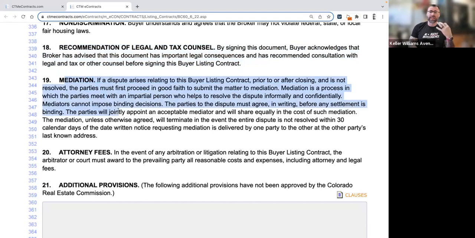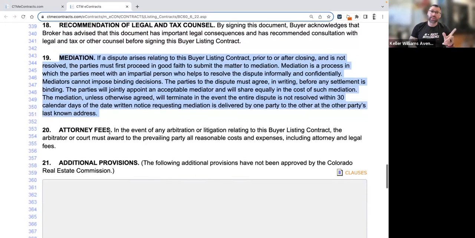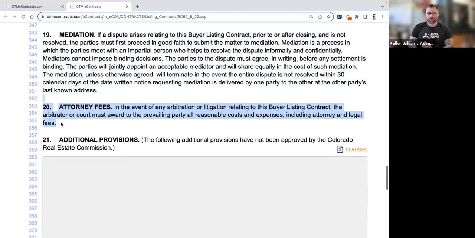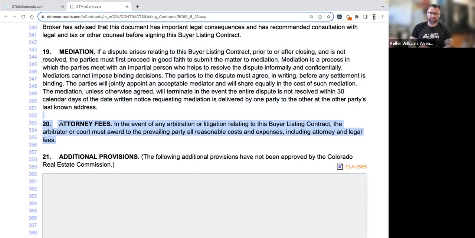Mediation. We know that we go to 30 days of non-binding mediation if there is an issue that arises, right? Like something happens where they want to have a contract, we want to have the contract, the other party's not letting them out. We would go to mediation that's non-binding. After that, we go talk to the lawyers, right? And if there's attorney fees, in the event of any arbitration or litigation related to the buyer's listing contract, the arbiter or the court will award the reasonable costs and expenses, including attorney fees and legal fees.